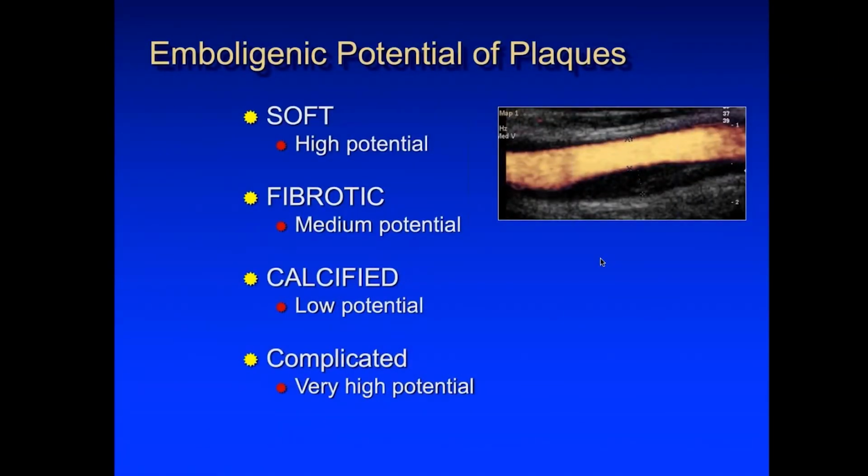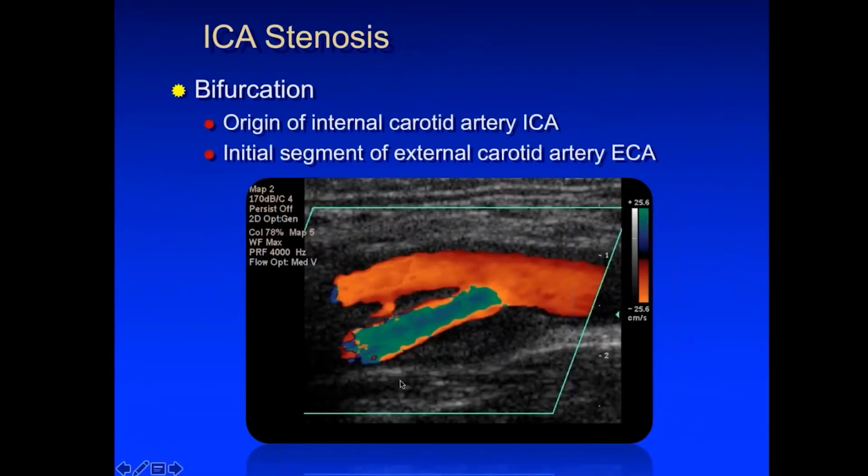How to identify the plaques? We have soft plaques, fibrotic plaques, calcified plaques, complicated plaques, and mixed plaques. The soft plaque has high potential of brain embolism. The fibrotic, medium potential, the calcified, low potential, but the complicated plaque has a very high potential of brain embolism. We can recognize the type of plaque. For example, this is a soft plaque, very hypoechogenic. Most plaques are located at the bifurcation, 80% of them, and from the bifurcation they enter the origin of the internal carotid artery, ICA, or the initial segment of the external carotid artery, ECA.